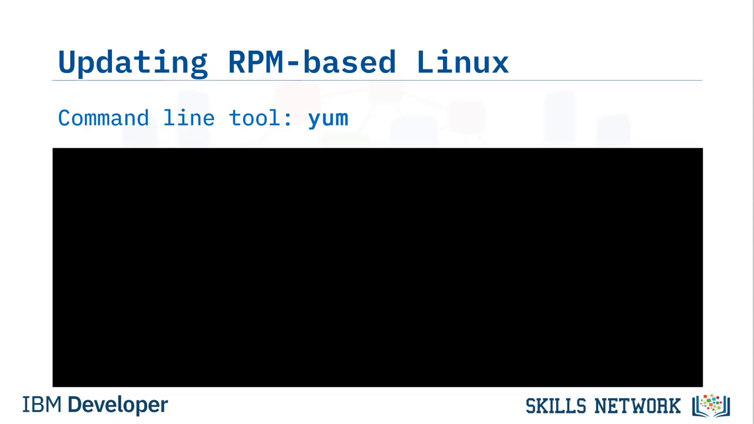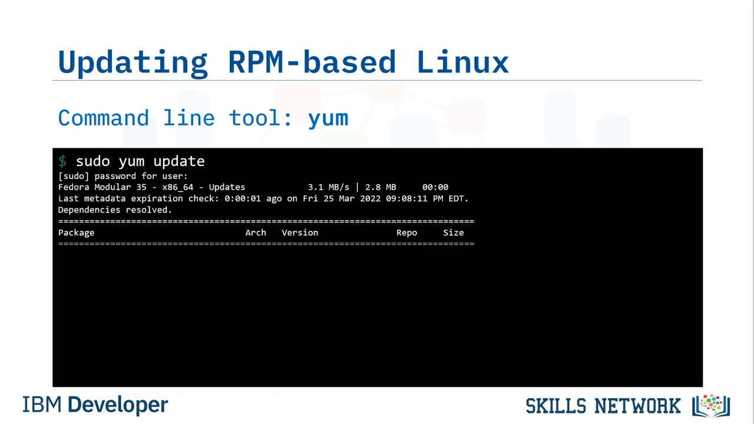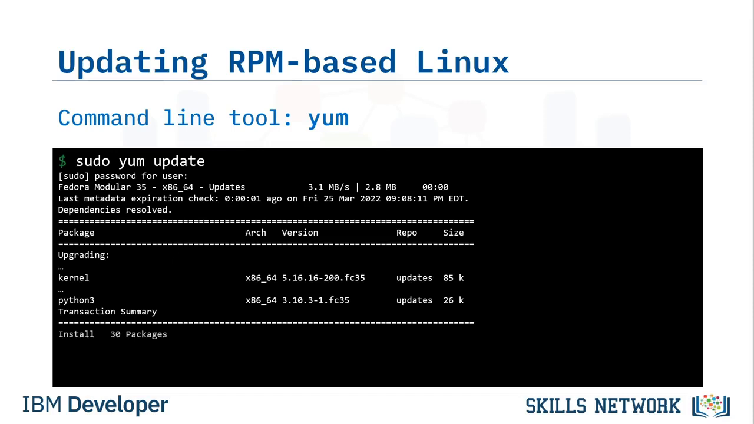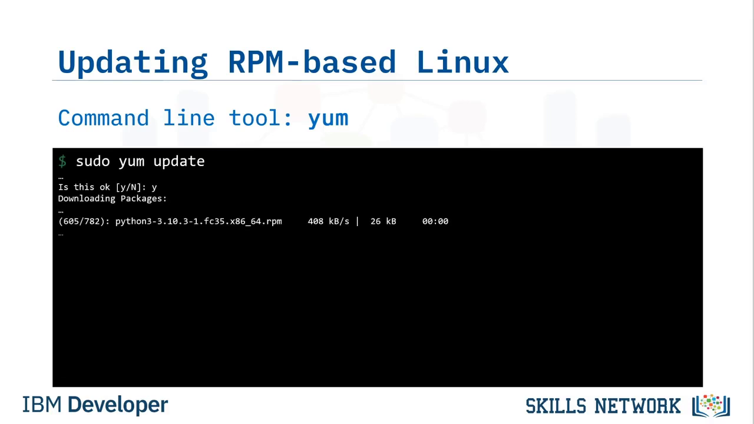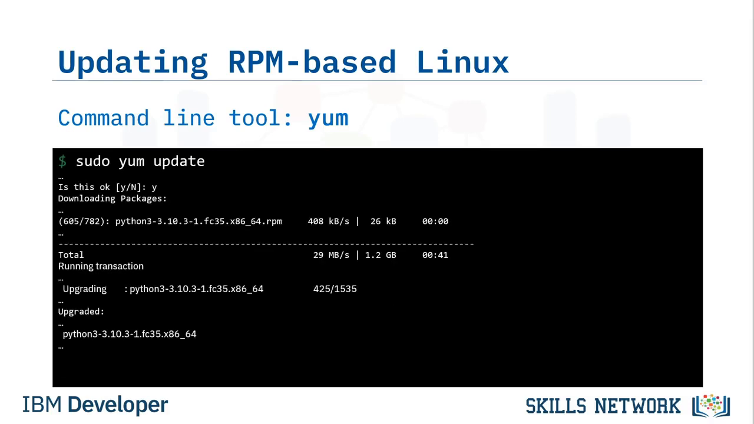Yum is a command line tool for updating RPM-based systems. Yum stands for Yellow Dog Updater Modified. To update all packages in your system, type sudo yum update. After you enter your password, Yum fetches all available package updates, and then it displays a summary of the updates and asks you to confirm the download. If confirmed, Yum downloads all the package updates and updates the packages on your system. And when finished, it displays the success message, Complete.